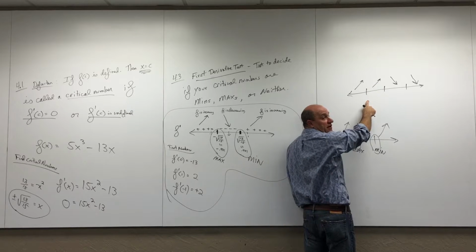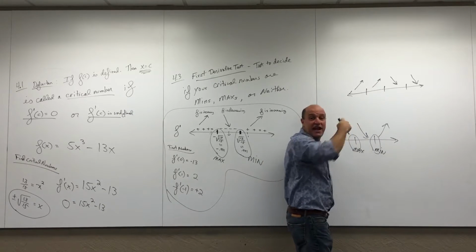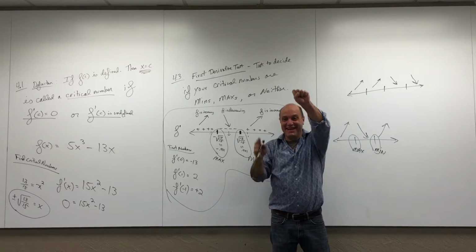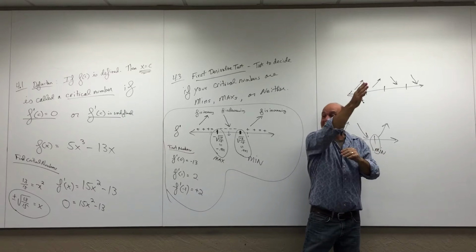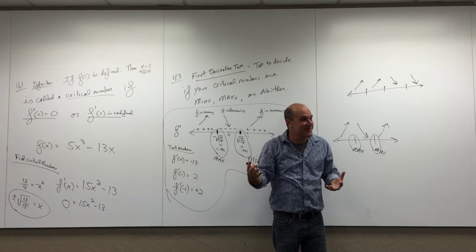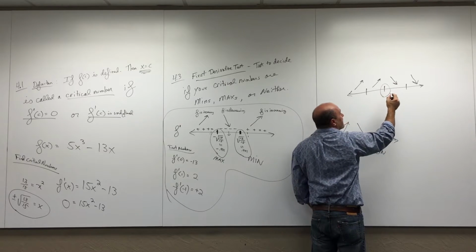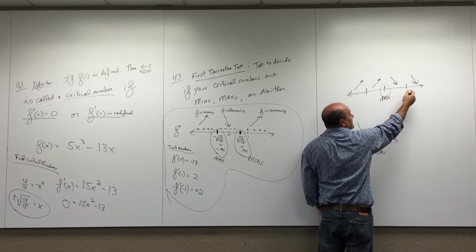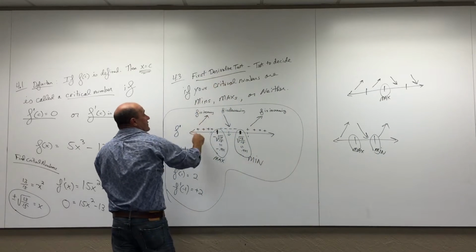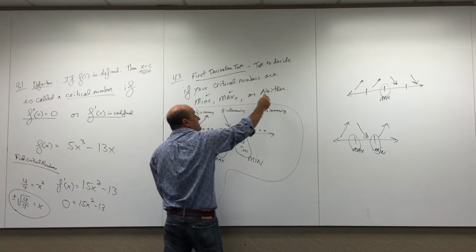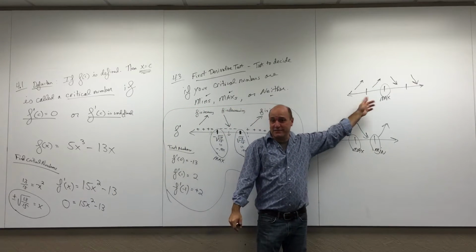I'm not sure what's going on there, but it ain't a min or a max. To be a min or a max, you got to change. You got to go from increasing to decreasing, or you got to go from decreasing to increasing. That's what makes you a min or a max, right? This guy's a max, right? This guy's a neither, right? So the first derivative test tells us whether we're mins, maxes, or neither. So this example has a couple of neithers up here.